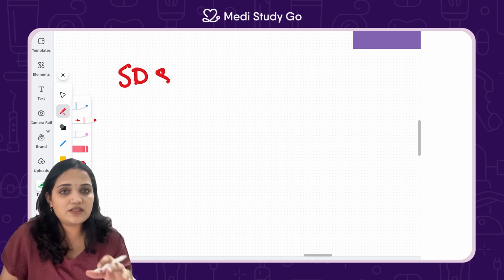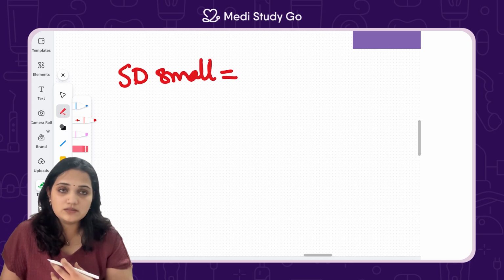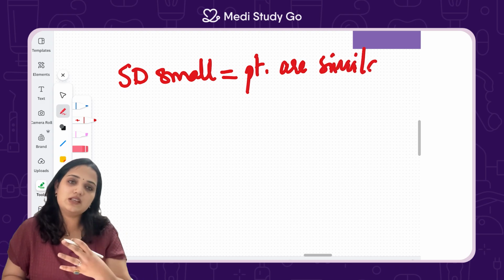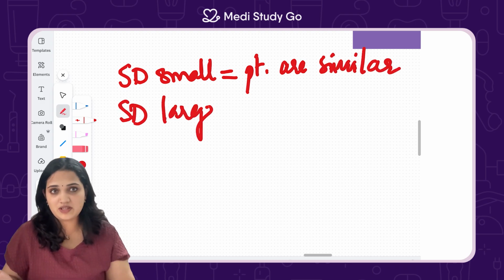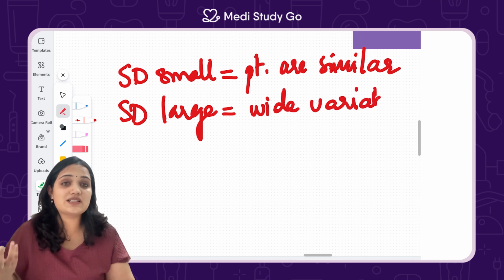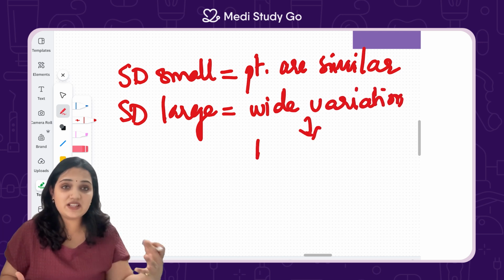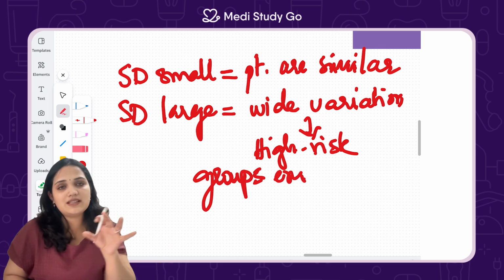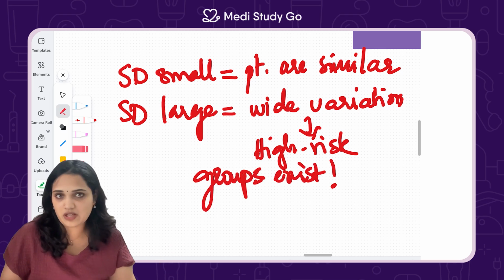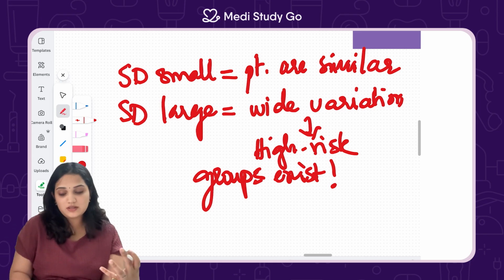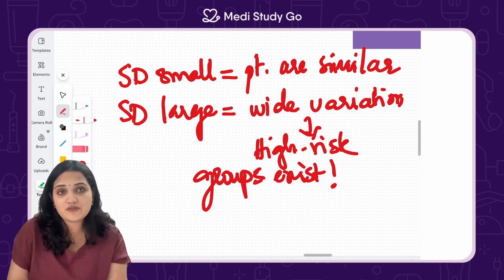If the standard deviation is small, it means the patients are very similar. Their data is very similar. In this case, we took DMFT, right? So the DMFT is very similar. If the standard deviation is large, it means there's a wide variation. That means there are high risk groups in that data set that you have taken. Understood?